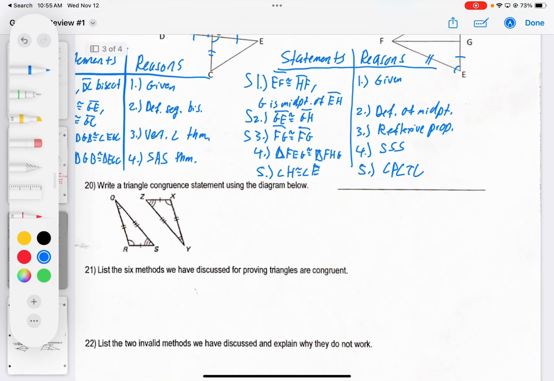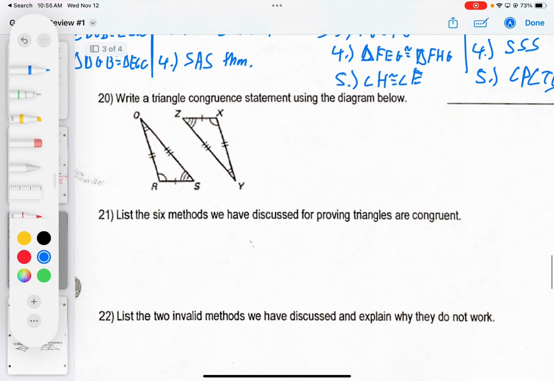All right. This one says write the congruent statement using the diagram below. You just need to say triangle something is congruent to triangle something else. I don't know. Well, what if I said triangle QRS, TUV, WXYZ. What would it be? XEY. Q. No. No, YX. Let's just share.